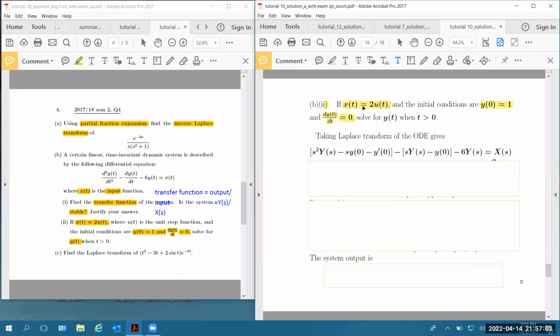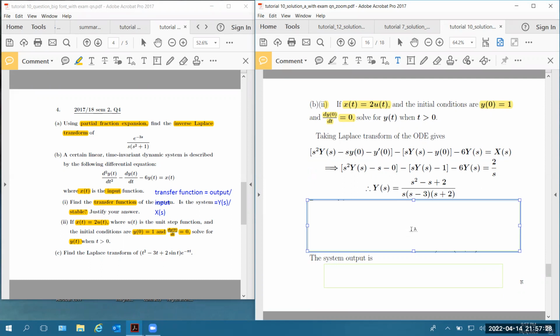So you take the Laplace transform, same as before, just that now your initial conditions are different. So you substitute in the initial conditions now, and get your Ys. And then after getting Ys, you want to get yt. Okay, so this is your Ys.